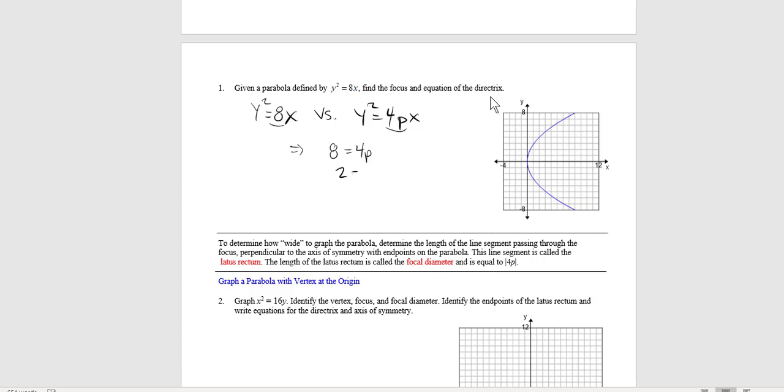Divide by 4. I don't know why I'm writing things backwards. P equals 2. Right? This tells us everything we need to know. We don't even have to think about the picture, except to remember that this is sideways opening, so the focus is going to have an x coordinate of p and a y coordinate of 0. So we're right here.